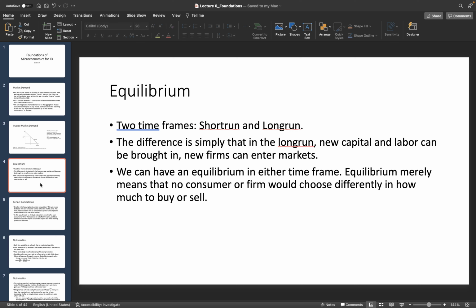In the long run, new inputs can be brought in and new firms can enter the markets because new capital can come in. So we have an equilibrium in either time frame. We have a short run equilibrium and a long run equilibrium. The word equilibrium merely means that no consumer or firm will choose differently in how much to buy or sell. Okay, so for now, we will focus on what's called a short run equilibrium.